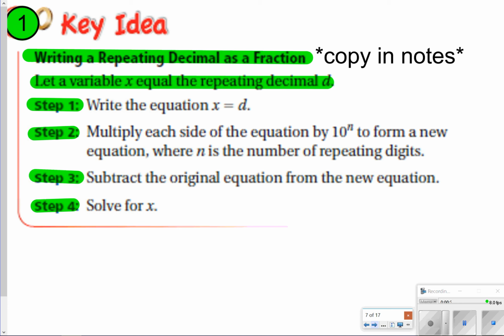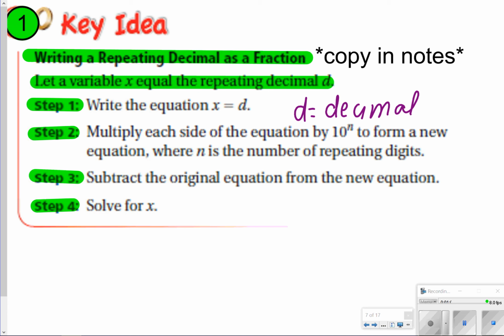And this is probably not going to make a lot of sense when you're writing it down at first, but when you see me do an example, hopefully that'll make sense to you after that. Step 1, you're going to write the original equation x is equal to d, so d represents whatever decimal. Then for step 2, you're going to be multiplying both sides of the equation by 10 or 100 or 1000. However many repeating digits there are, that's how many times you multiply by 10.